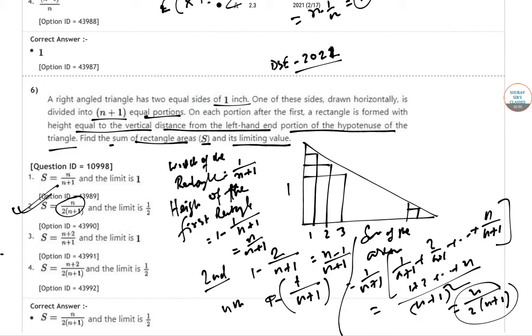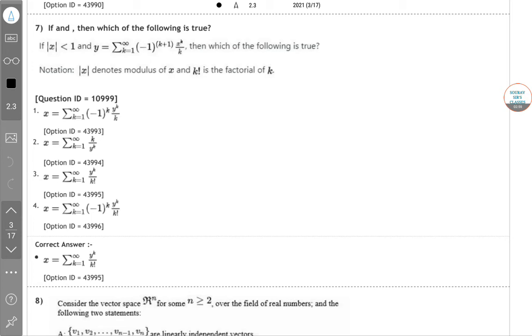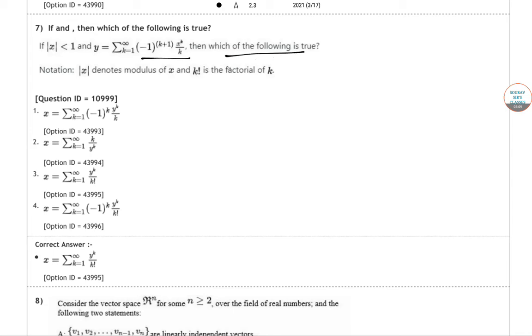Let's go to question number 7. Which of the following is true if mod x is less than 1, y equal to this? These kind of questions, let's go for the expansion first. x minus x square by 2 plus x cubed by 3 minus this, goes to infinity.